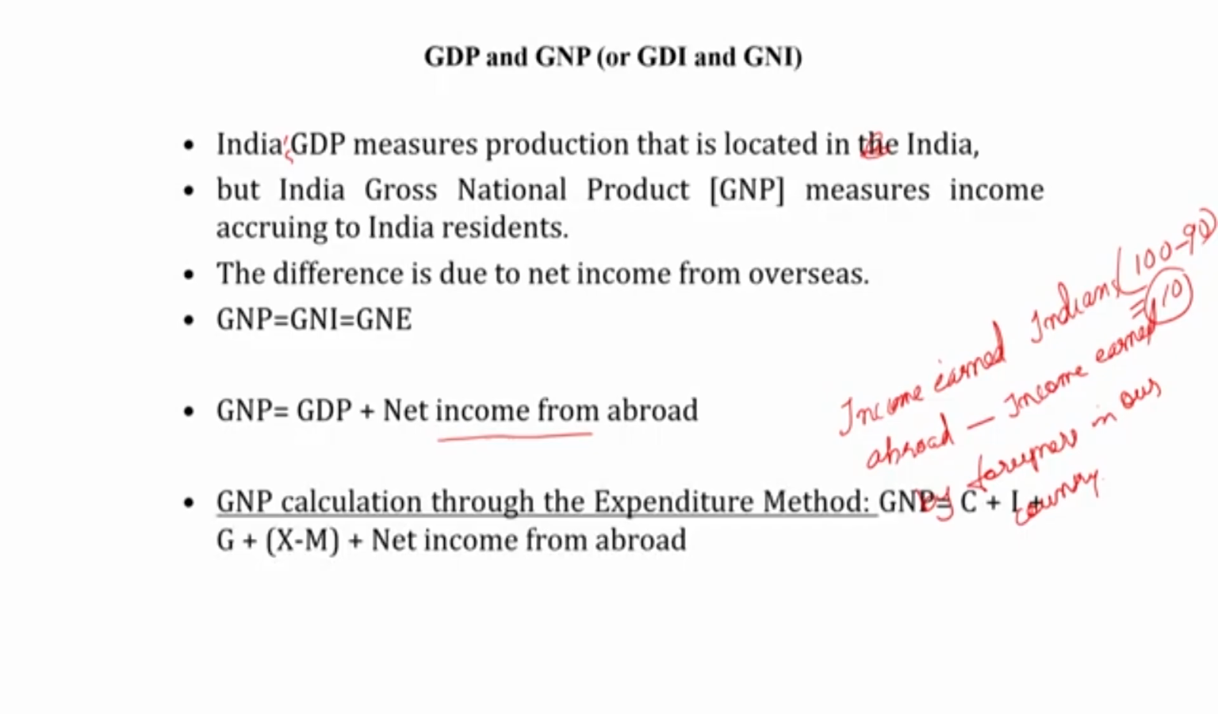So using the expenditure method, how do we calculate GNP? Using the expenditure method, we measured GDP as C plus I plus G plus export minus import, plus net income from abroad. So using the expenditure method, we can calculate GNP like this: simply GDP plus net income from abroad. But GDP using the expenditure method, we have already seen, is C plus I plus G plus export minus import.